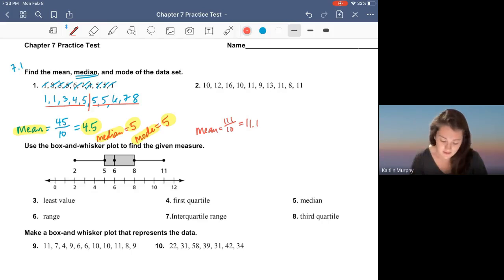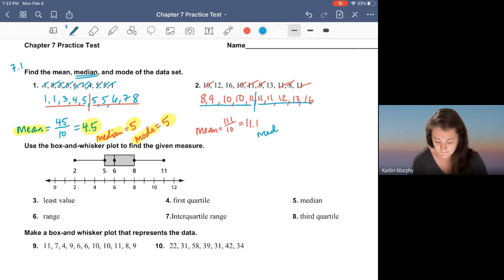Our median here, I have to write these in order. So the smallest number I have is an 8 and then a 9. So there's my 8, there's my 9. I have 2 10s, 10, 10, and then I have 1, 2, 3 11s, and then I have a 12, a 13, and a 16. Perfect. So my median, once again, I have 10 numbers. So 1, 2, 3, 4, 5, 1, 2, 3, 4, 5 should be right in between. 11 and 11 is just 11.